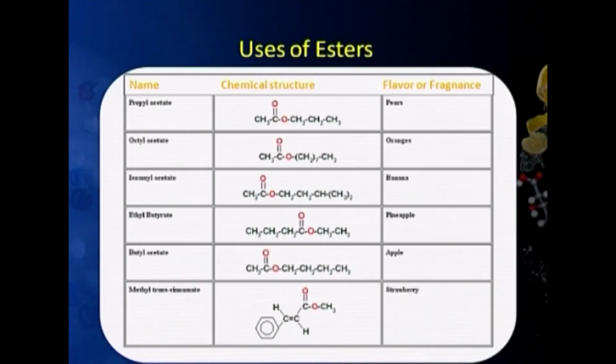This table gives you the aroma or fragrances of different fruits from different esters. This is propyl acetate, has the fragrance of pears, then octyl acetate oranges, isoamyl acetate banana, ethyl butyrate pineapple, ethyl acetate apple, and methyl transcinnamate, meaning the methyl ester of transcinnamic acid, has the smell of strawberry.